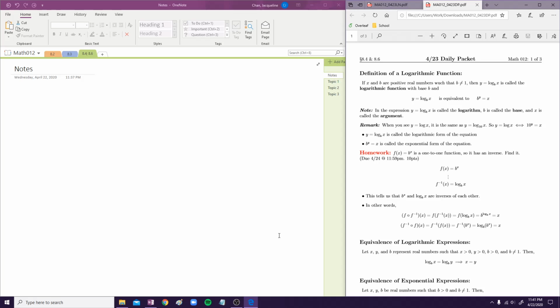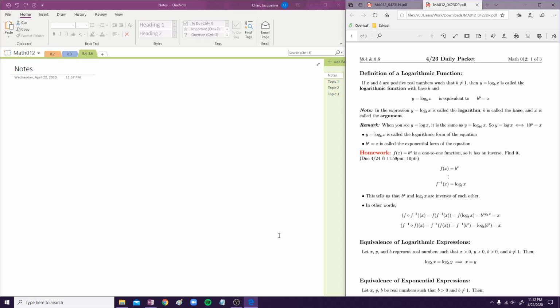First off, let's start with the definition of a logarithmic function. If x and b are positive real numbers such that b is not equal to 1, then y equals log base b of x is called the logarithmic function with base b. And so we have this property: y equals log base b of x is equivalent to b to the y equals x. Note in the expression y equals log base b of x, y is called the logarithm, b is called the base, and x is called the argument.